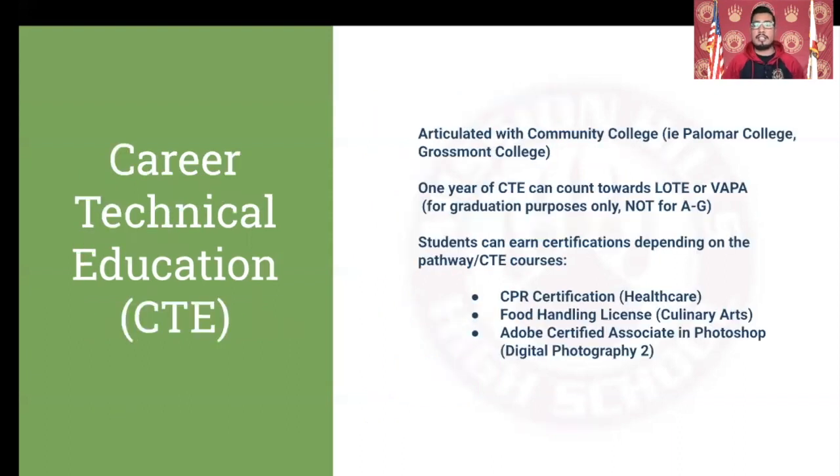Next up is career and technical education, otherwise known as CTE courses. These courses are articulated with the community college. That being said, by completing the CTE pathway, you can be eligible to receive credit at the community college. By completing this pathway, you can also be eligible to earn special certifications such as a CPR certification for the healthcare pathway, a food handling license for culinary arts, and for completing digital photography, you can earn your Adobe Certified Associate in Photoshop.